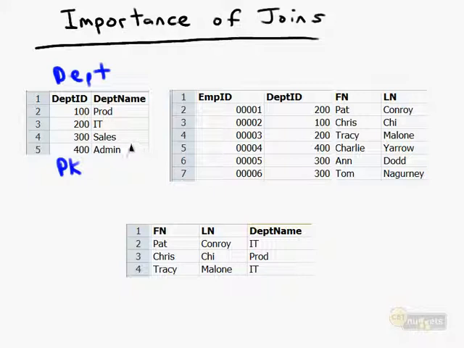Now we haven't formally covered column constraints yet in this course. For now, take it on faith that the primary key constraint ensures that every row in a given table is unique. That is to say, in this department table, there's one and only one department ID of 100, and that corresponds to the department name called prod. Same goes for 200, 300, and 400.